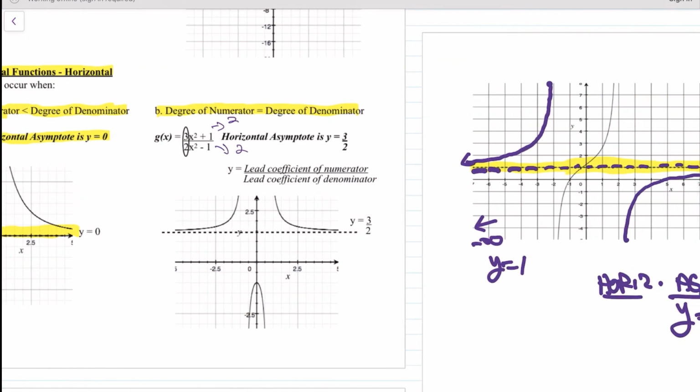All you're going to do, and you see I have it circled here, if the degrees are the same, is take the lead coefficient, right here. You take the lead coefficient of the numerator and the lead coefficient of the denominator, and that's going to be your horizontal line. So the lead coefficient of my numerator right here is 3, and the lead coefficient of my denominator is 2, and all you do is set y equal to that because it's a horizontal line. So that would create a horizontal asymptote at y equals 3 over 2.